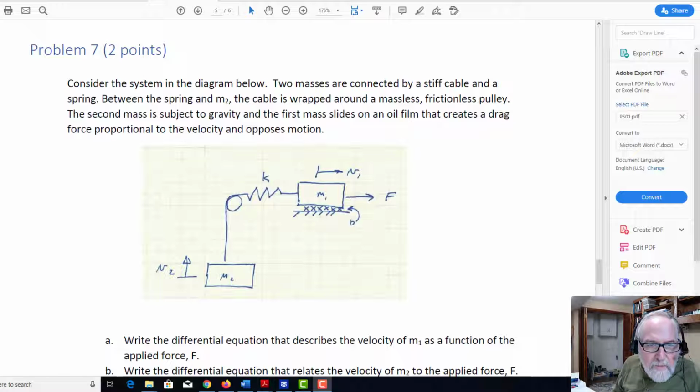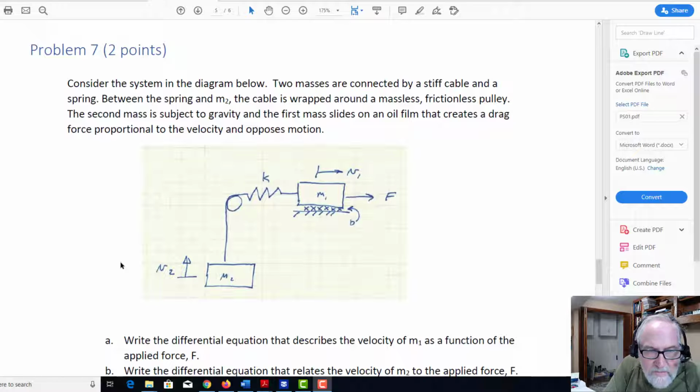Just to refresh your memory, we have two masses, M1 and M2. We have the forward direction shown here. Between the two masses is a cable, and the cable has some compliance. We're modeling it as a spring there.